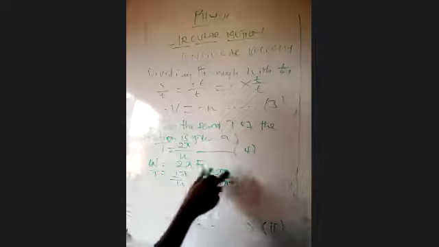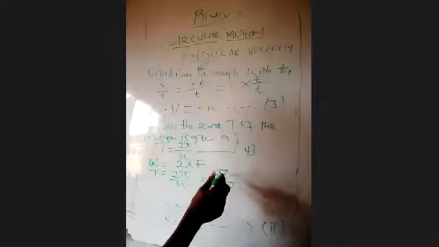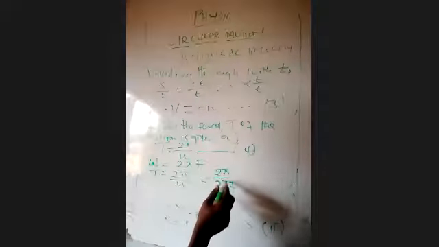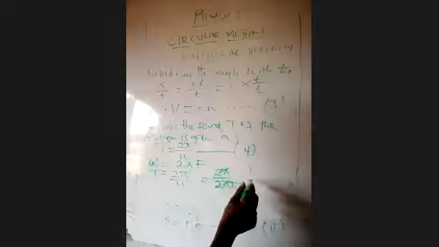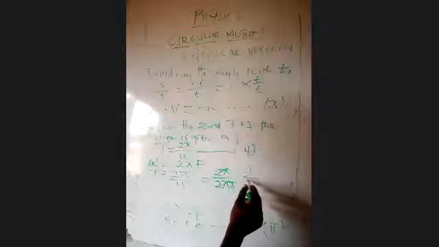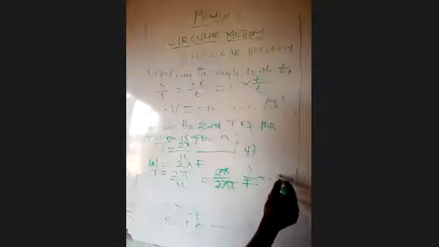So our W is 2 pi F, and that was why we come to 2 pi all over 2 pi F. The 2 pi here and the 2 pi here give us 1. This will give us 1 all over F, which is our equation 5.